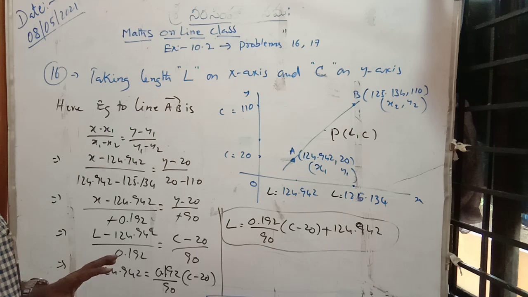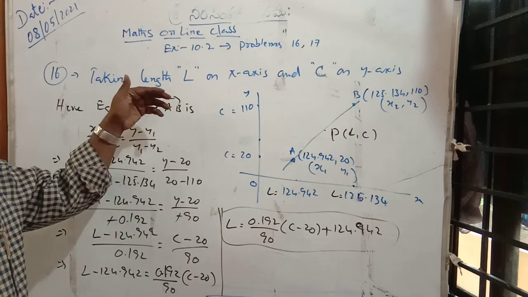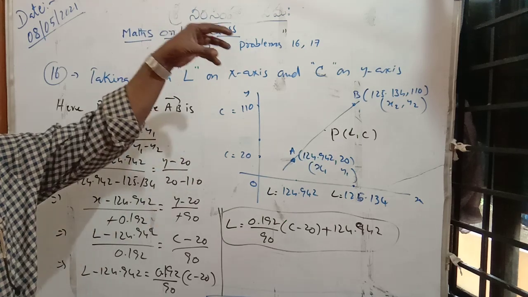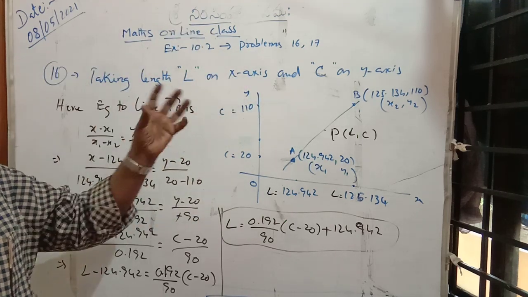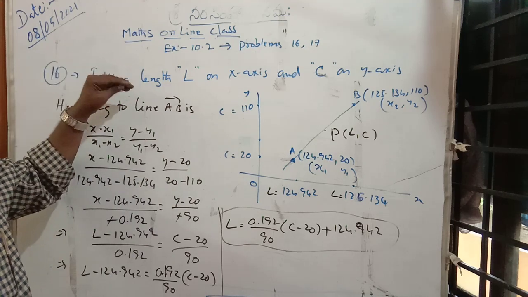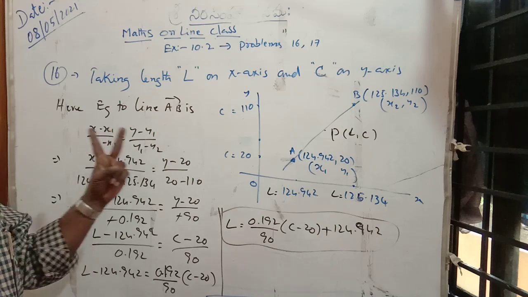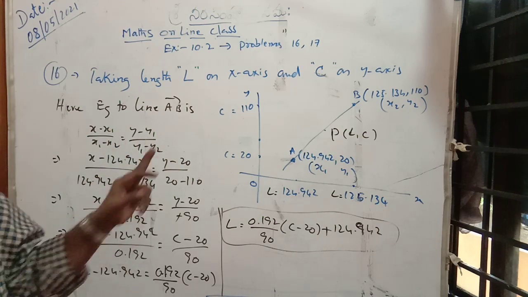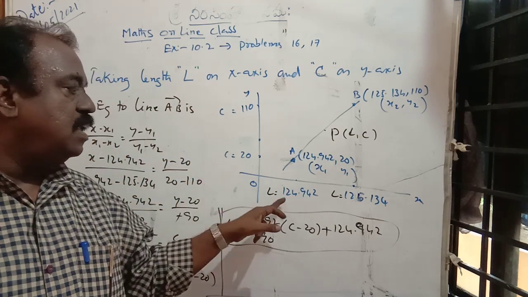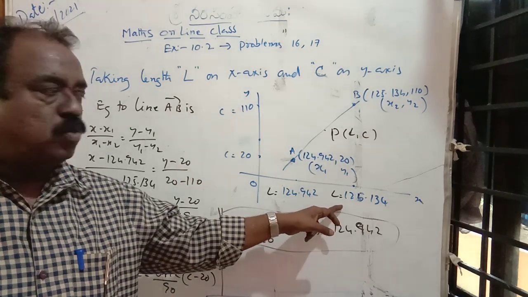Once again you see that. When the rod is increased, the length L, when the temperature is C. That means with the temperature C, the length of the copper rod is increased, length L. That is the thing. Two cases are there. When C is 20, the length is this one. When C is 110, the length is this one.